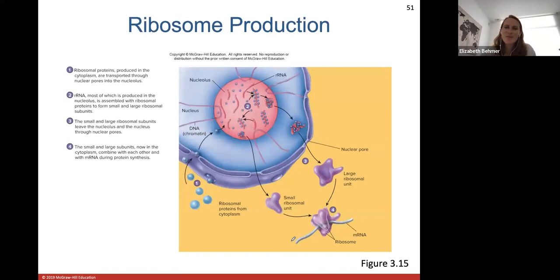Here is just a look at ribosome production. You can see subunits of ribosomes being made in the nucleolus. You see these subunits leaving through the nuclear pores, and then a complete ribosome forming here.